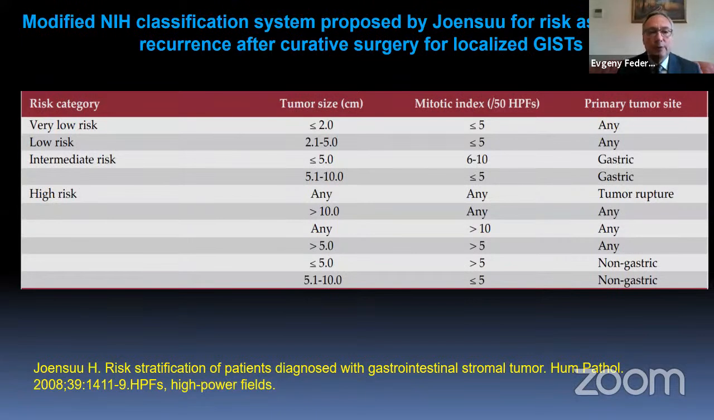And if you look through the modified stratification of patients diagnosed with gastrointestinal stromal tumor, you can easily understand that with all our technique, we fit the very low risk and low risk for our super minimally invasive intervention, because the tumor size is more than 5 millimeter. Mainly the mitotic index, even if it's greater than 5, we can add some chemotherapy, and of course we try to keep the tumor integrity without tumor rupture.